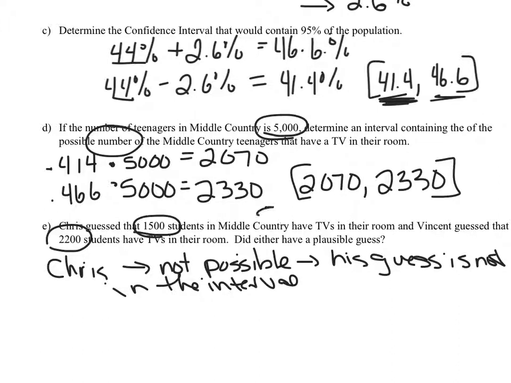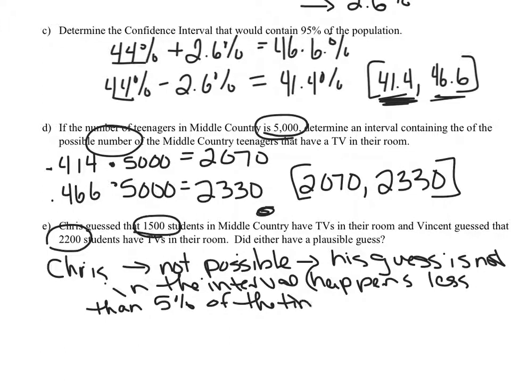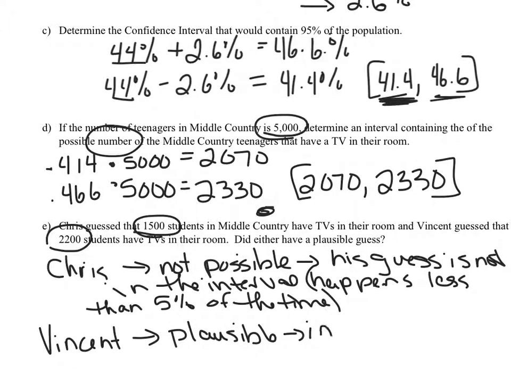His guess is somewhere over here, beyond 2 standard deviations below the mean. That happens less than 5% of the time, so it's really not a possibility that it's 1,500. Vincent guessed 2,200, and his is more plausible because it falls within 2 standard deviations of the mean, because it's in the interval 2,070 to 2,330.